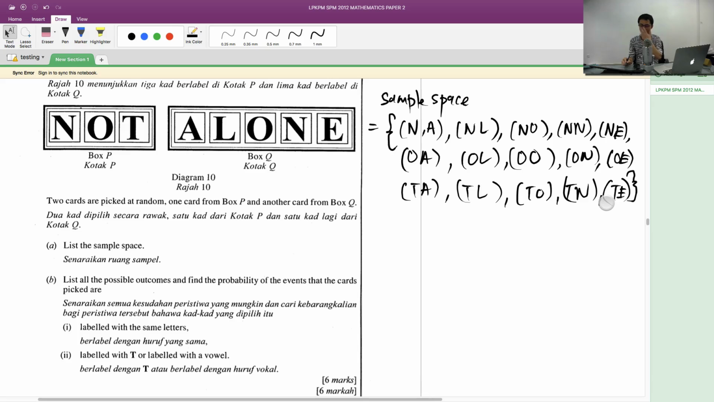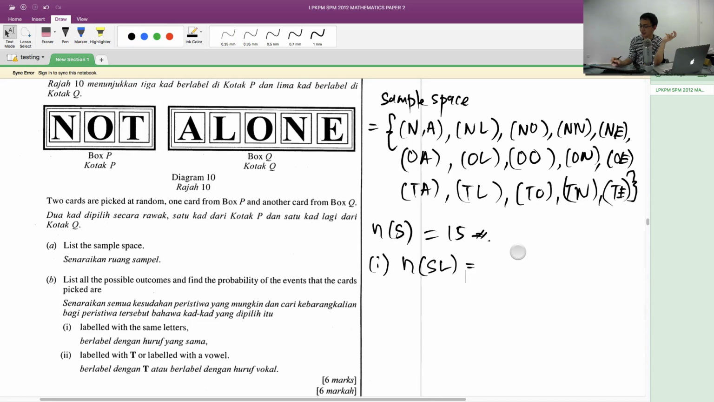Alright, then what we do next is find the number of sample space. So total should have 5 multiplied by 3, is 15. Then list all the possible outcomes to find the probability that the event that the cards picked are labeled with the same letter. The first one, they ask you to find the same letter.